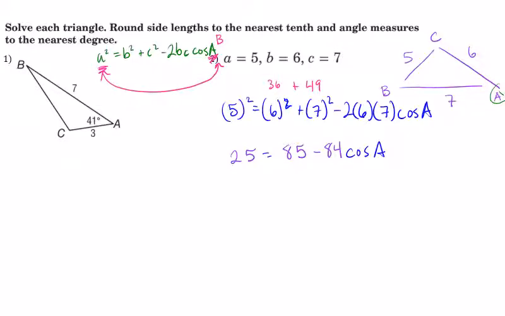All right. So now here's one thing that a lot of people sometimes try to do, try to subtract here. You cannot, right? The 84 is attached to a cosine A. So those are not like terms. So you cannot combine these right here. You have to just subtract 85. And so we get negative 60 equals negative 84 cosine A.